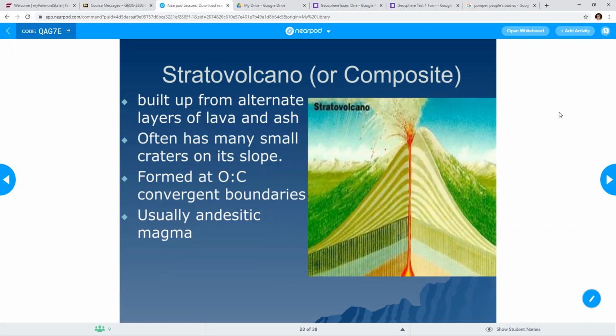The magma is called andesitic. It is just a combination between the basaltic, like we talked about, because that's from an oceanic plate, and rhyolitic, which we haven't talked about, which is from a continental plate. So this is just kind of a mixture. So they're pretty darn dangerous, even though we consider it kind of medium.